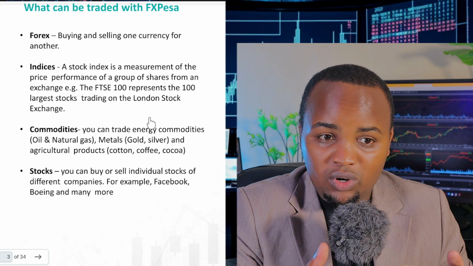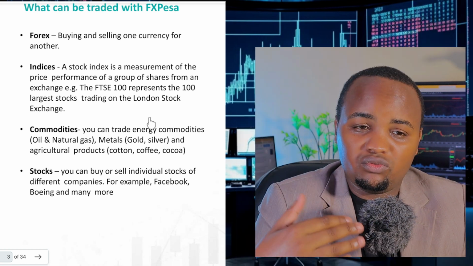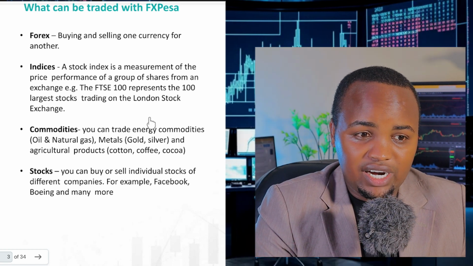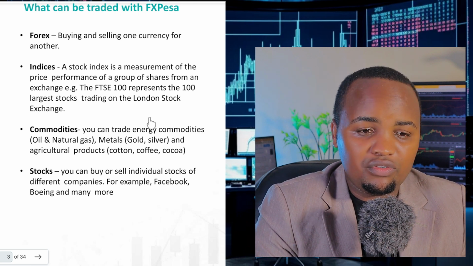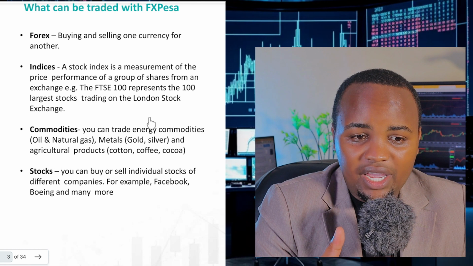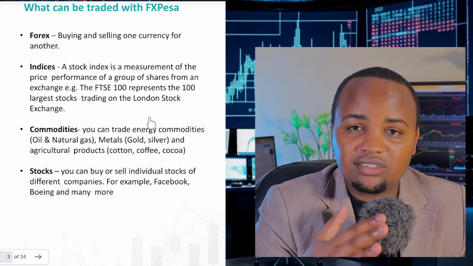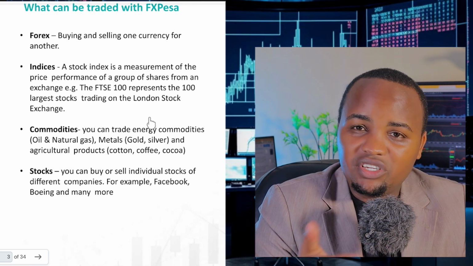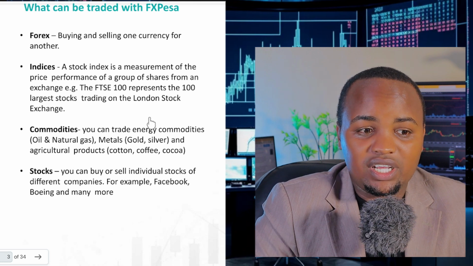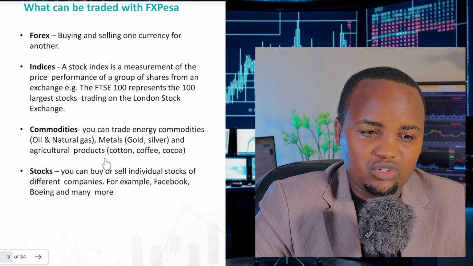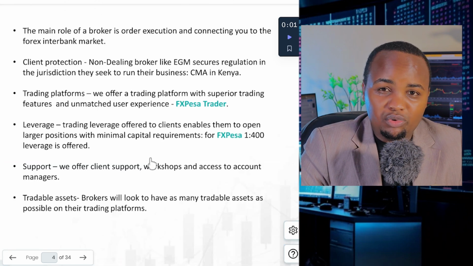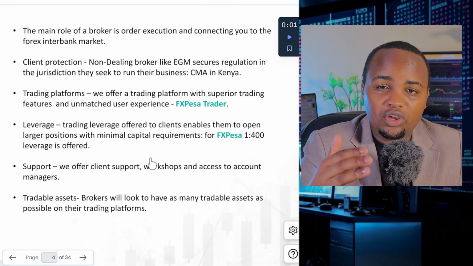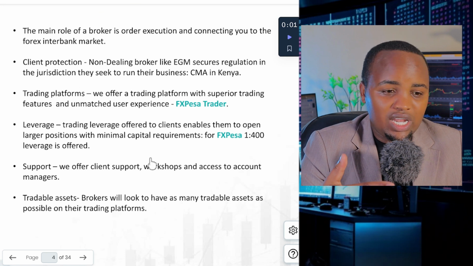Now, a broker like FXPesa is going to provide you with foreign currencies, indices, and commodities like gold, silver, coffee, and cocoa. We have the stock market, where you can trade Facebook, Tesla, KBC, and Safaricom. You'll be seeing all of those stocks below. A broker will also help you with support. Anytime you have troubles, they will help you, including with education.